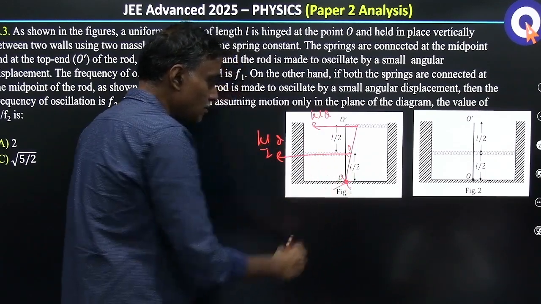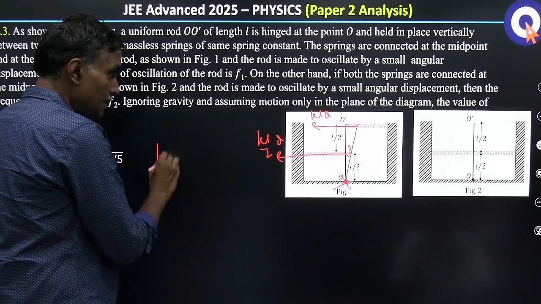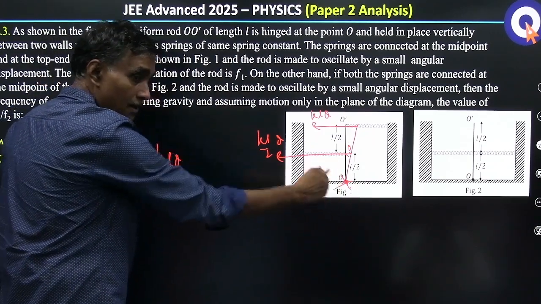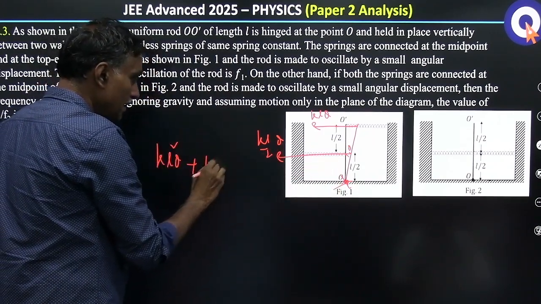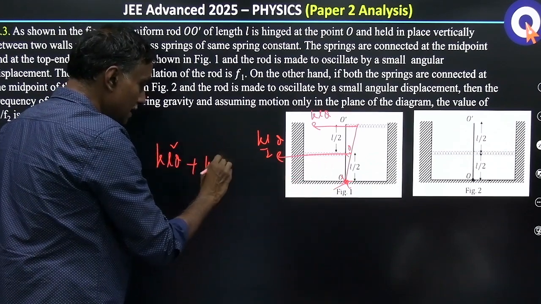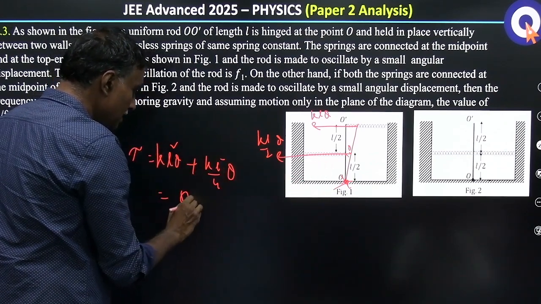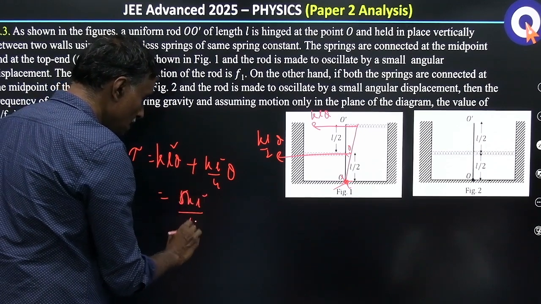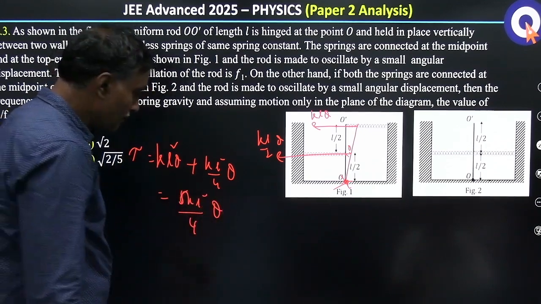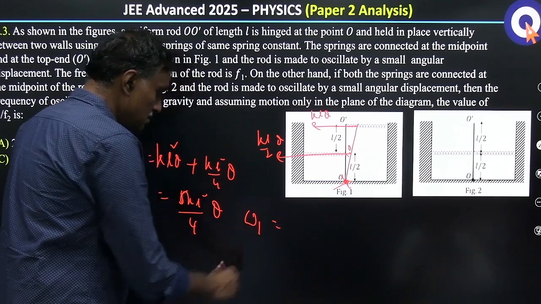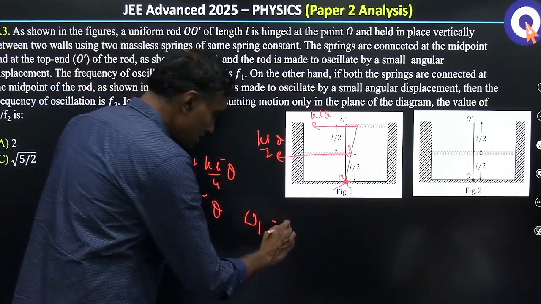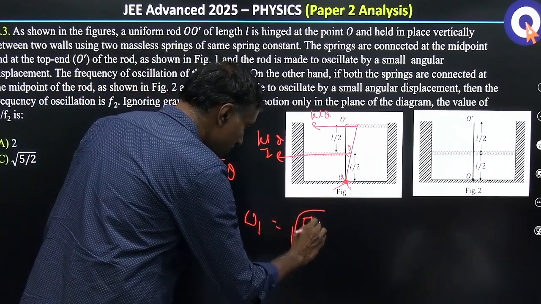So what is the net torque about this point? That is k L theta into L plus k L by 2 theta into L by 2, that is k L square by 4 theta. So this is the net torque. So this is nothing but 5 k L square by 4 into theta. So what is the angular frequency? Root of the coefficient of theta by I, that is root of 5 k L square by 4 I.